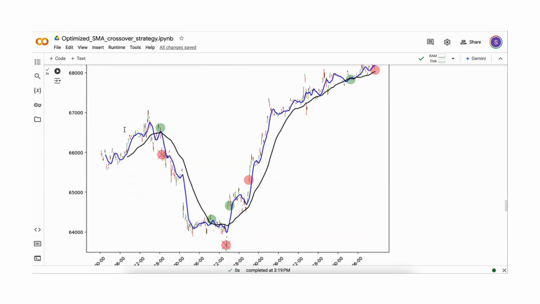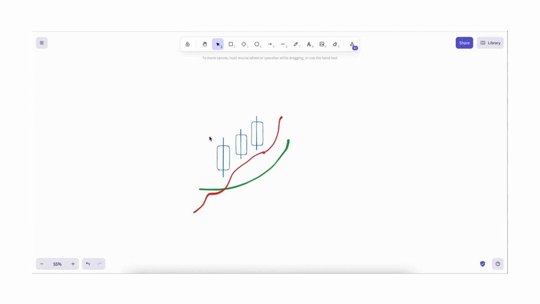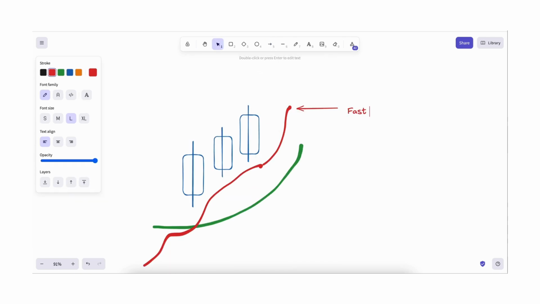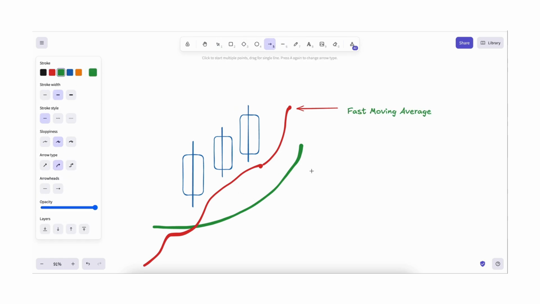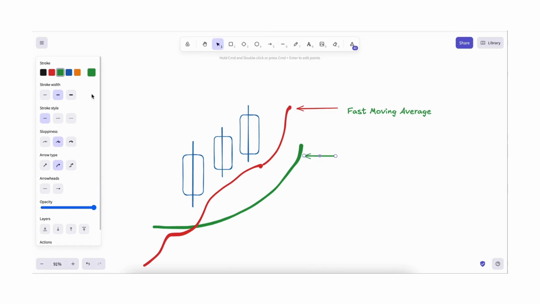The strategy here is the moving average crossover strategy. The strategy is pretty simple. The idea is that we have two moving averages. One is the fast moving average, which is this jagged red line here. This could be, let's say, the 5-day or 5-bar moving average. Then there is the green line here, which is smoother, and this is the slow moving average, which takes a larger number of bars into account.